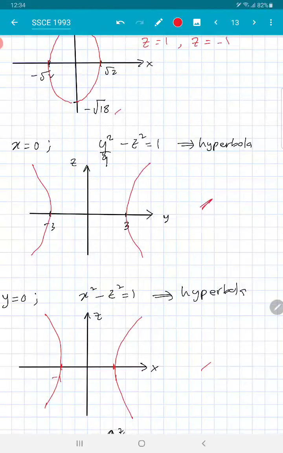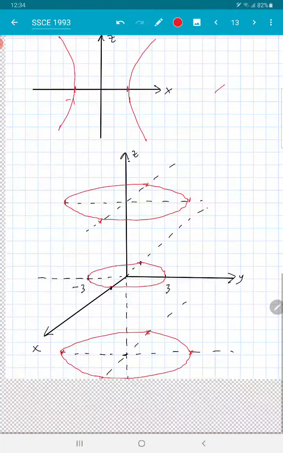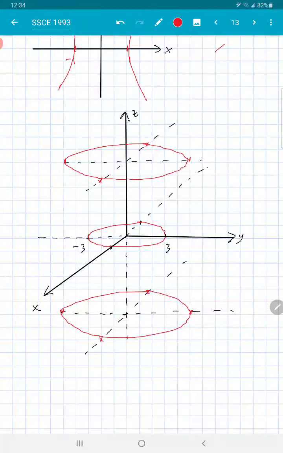All right, and then this is the view from the front. We have a hyperbola. It intersects the y-axis at 3 and negative 3. So here we have 3 and negative 3. So we have a hyperbola like so. Okay, and you can see the shape already.